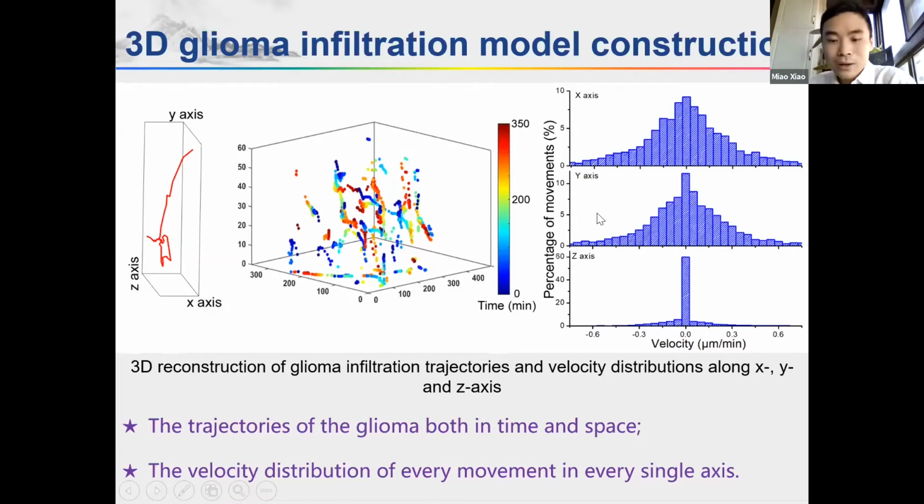Then we can compare the single movements on X, Y, and Z, the different directions. Here we can see that on the X and Y plane, the cells move much more than on the Z direction. We think this could be the gravity of the cells. So the cells move much more on the XY parallel than on the Z direction.